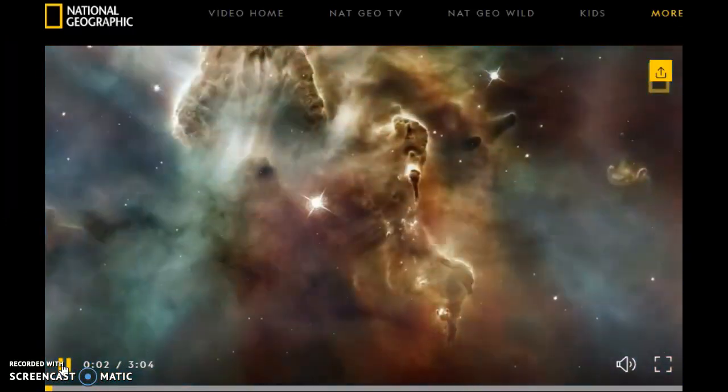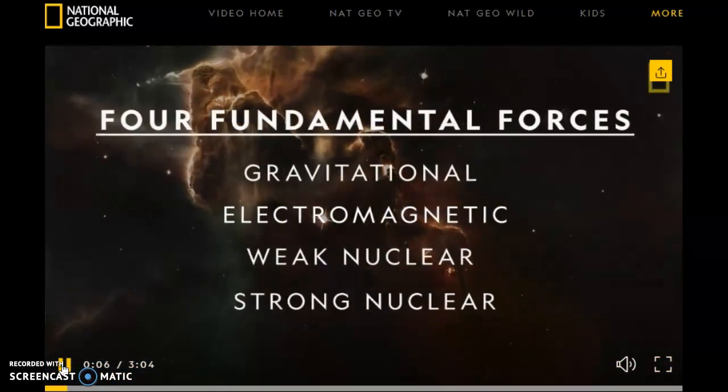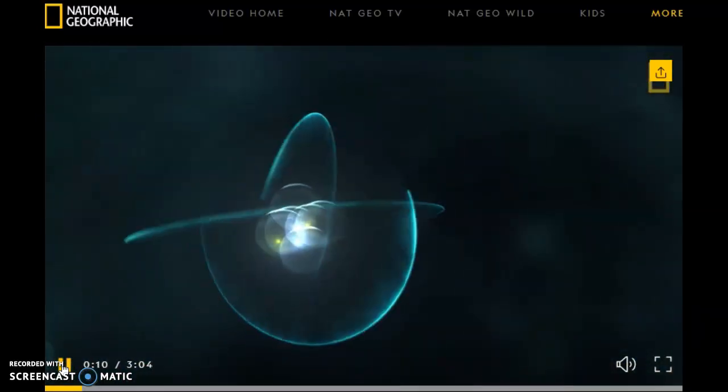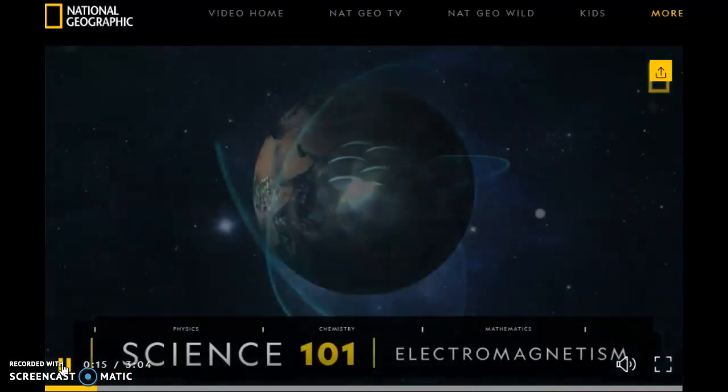Electromagnetism, or the electromagnetic force, is one of the four fundamental forces of nature. It generates light and energy and holds atoms, matter, and the world as we know it together.